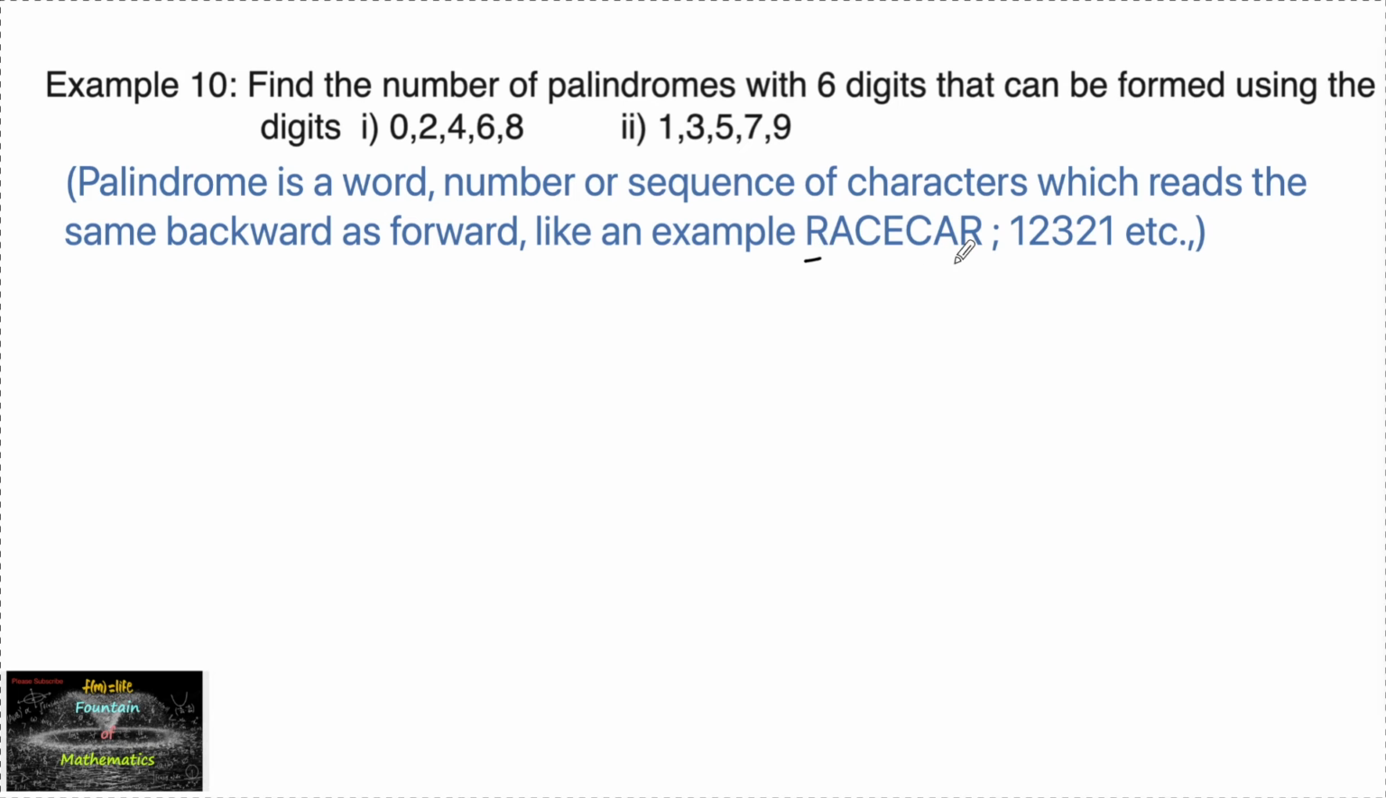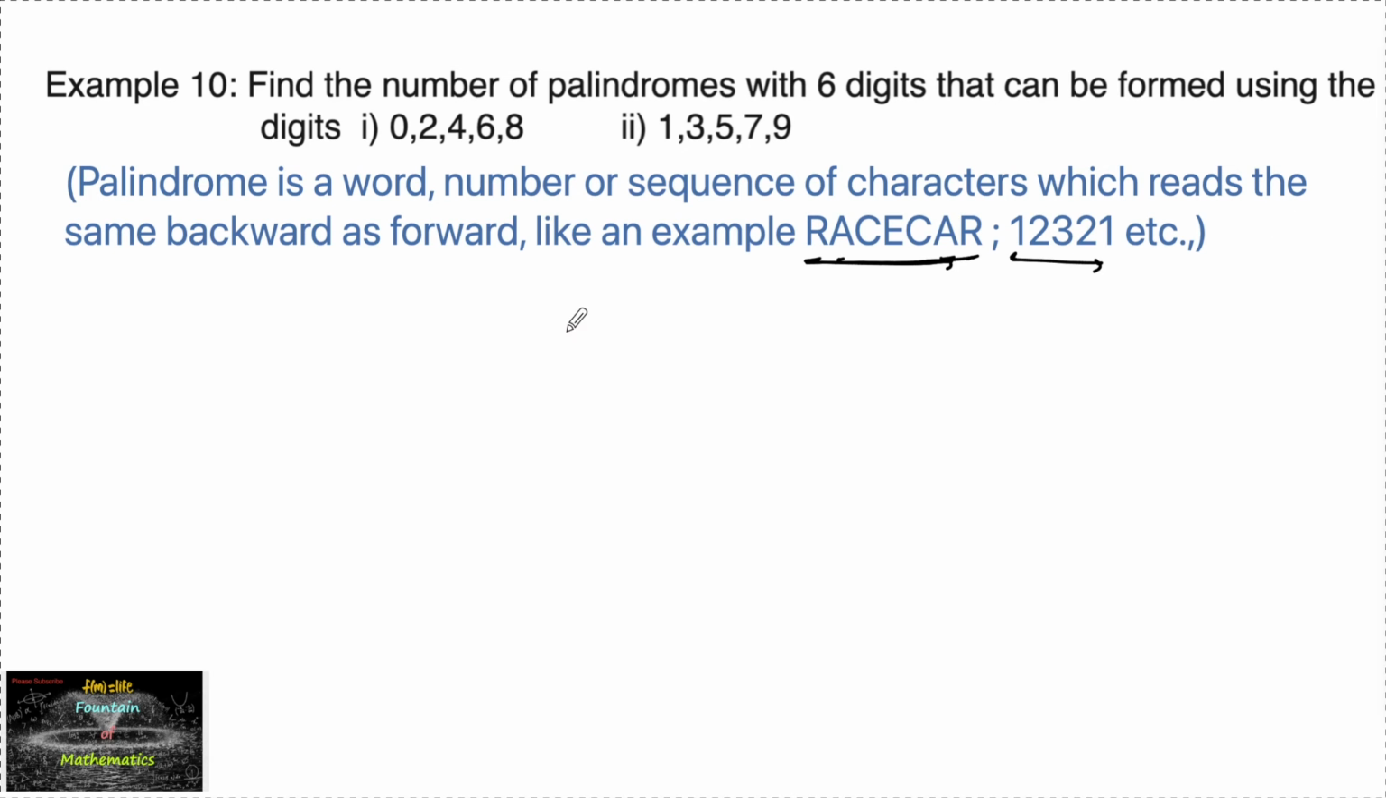You can see that R and R, A and A, from the beginning and the last, if you read forward or backward, it means the same, race car. And in numerical palindromes, we can say 1 2 3 2 1. So 1 2 3 2 1 is a palindrome which can be read the same forward and backward. Now here we require the number of numerical palindromes with 6 digits.